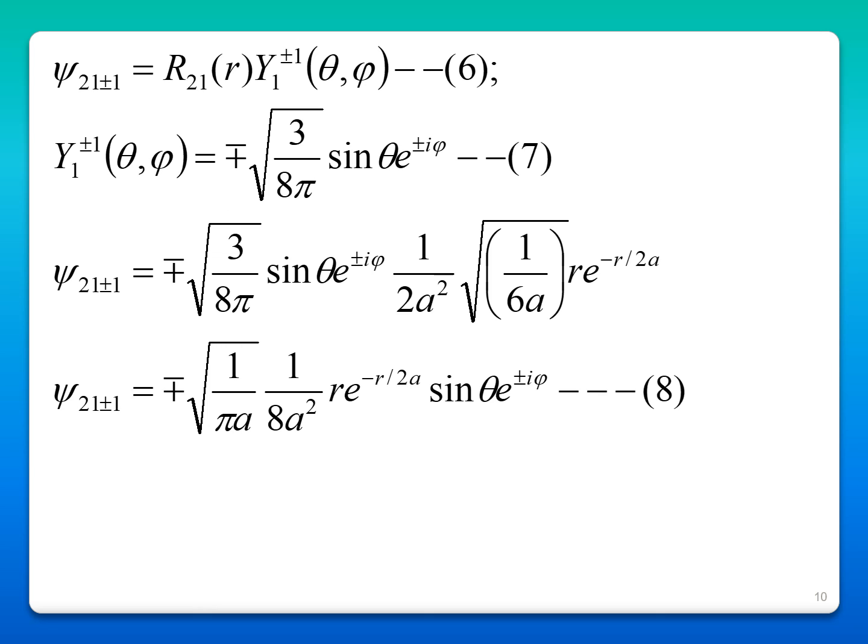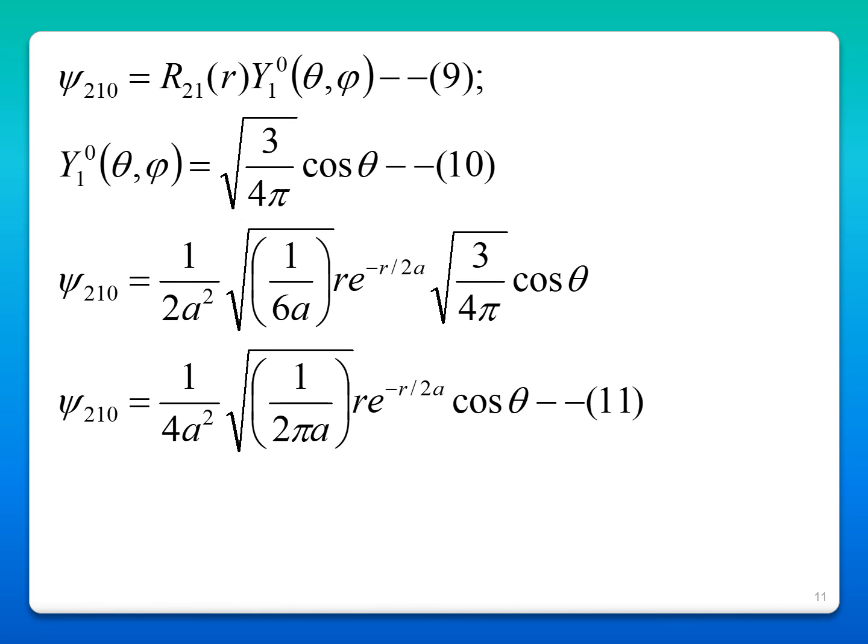So here you have to find out psi 21 plus or minus 1 and psi 21 0. So psi 21 plus or minus 1 is R21 of r and Y1 plus or minus 1 of theta and phi. And Y1 plus or minus 1 of theta and phi is minus or plus square root of 3 by 8 pi sin theta e power plus or minus i phi. So psi 21 plus or minus 1 is equal to minus or plus square root of 1 by pi a, 1 by 8a squared, r e power minus r by 2a, sin theta e power plus or minus i phi.